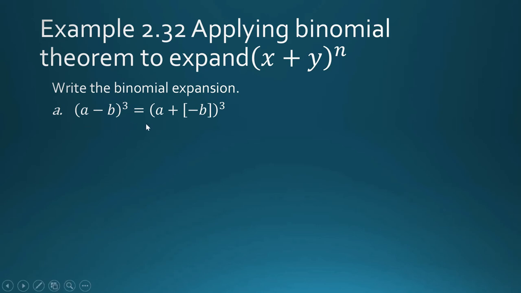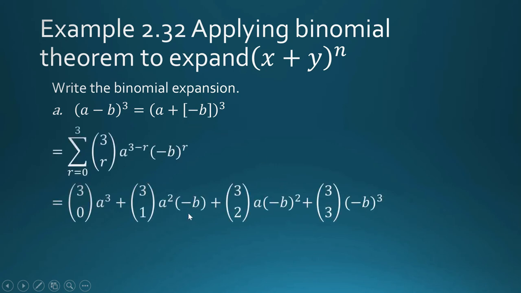You can write a minus b as a plus the negative of b, and then raised to 3. And then you will apply your binomial theorem. But you must not remove the sign of negative b. It's a plus the negative of b. Look at that. Instead of just b, it's the negative of b. Negative b raised to 1, and you know what it will do to this sign. It's going to turn it into minus.